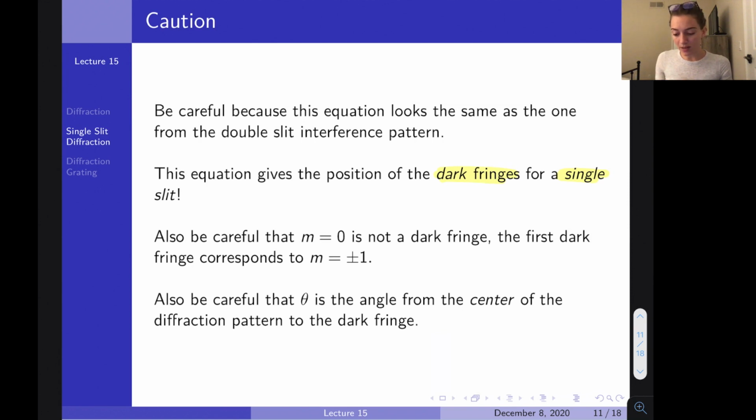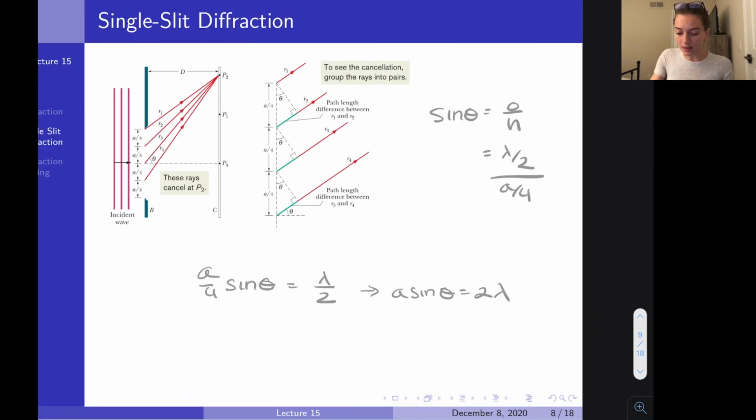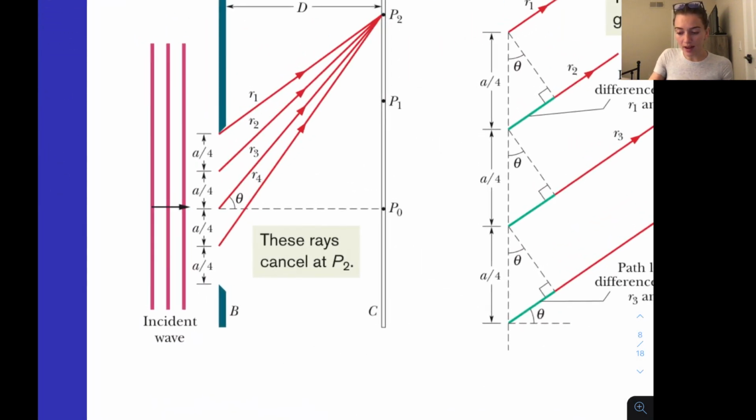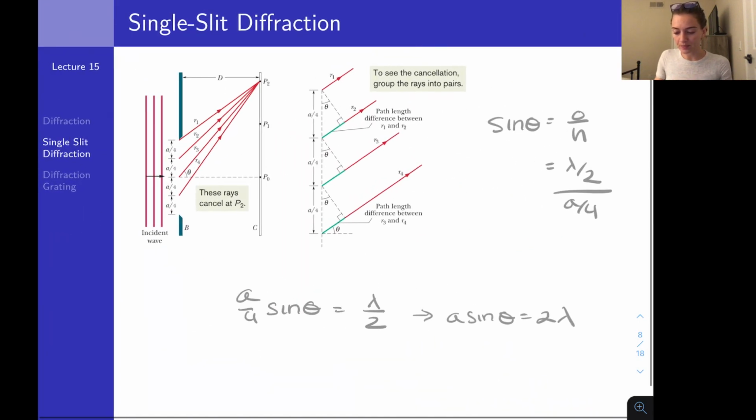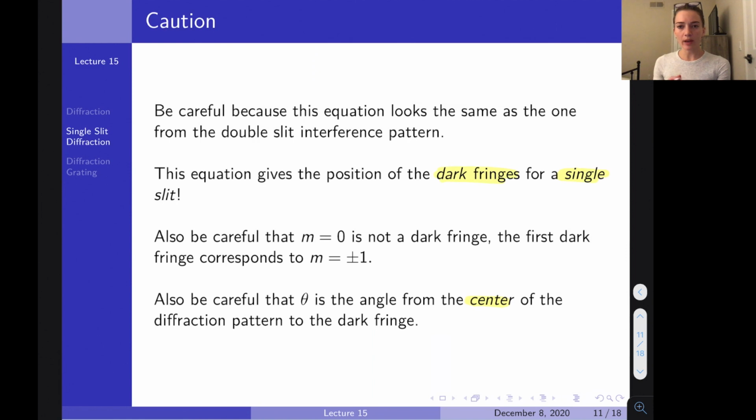Then also be careful that this angle theta is the angle from the center of the diffraction pattern to whatever dark fringe we're looking at, whether it's the first, second, or third. So as I said before, if this is our dark spot, whatever it is, the second one in this case, this is the angle theta. So you look at the angle from the center of your slit to that dark spot. So that's the other important thing to remember here. Okay, so those are the important things you have to be careful for here.